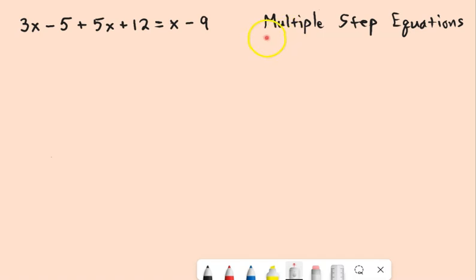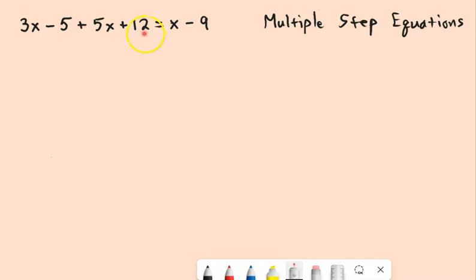Okay, we're now going to move into what I call multiple step equations. Now this really should just be a two-step equation. The problem is that we have multiple terms that are like terms. So we have a 3x here and a 5x here. Those can be combined. We have a minus 5 here and a plus 12 here.